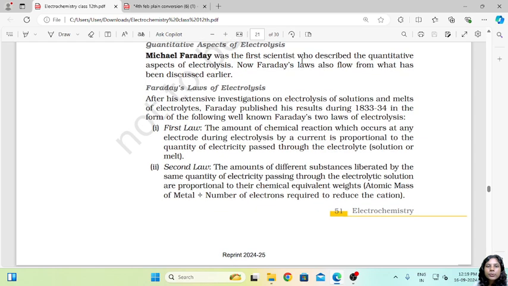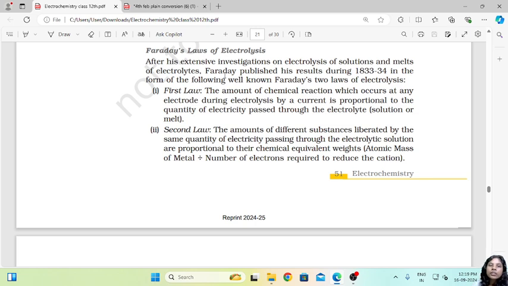Now, quantitative aspects of electrolysis. Michael Faraday was the first scientist who described the quantitative aspects of electrolysis. Faraday's laws also flow from what has been discussed earlier. Now we will talk about the laws of electrolysis given by Michael Faraday. After his extensive investigation on electrolysis of solutions and melts of electrolytes, Faraday published his results during 1833-34 in the form of the following well-known Faraday's two laws of electrolysis.